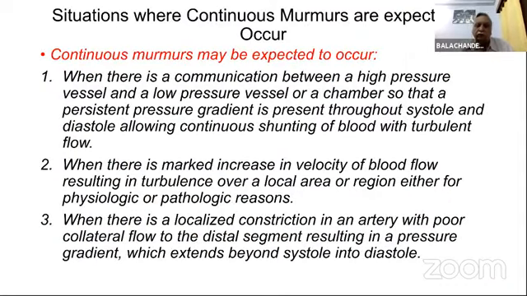So there are situations where continuous murmurs are expected to occur. And what are those situations? When there is a communication between a high pressure vessel and a low pressure vessel or chamber, so that a persistent pressure gradient is present throughout systole and diastole.